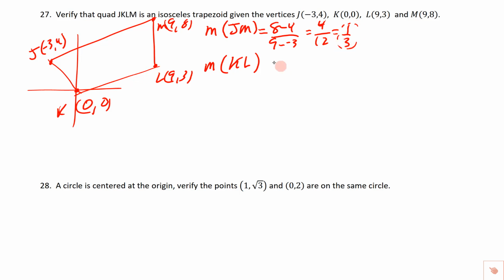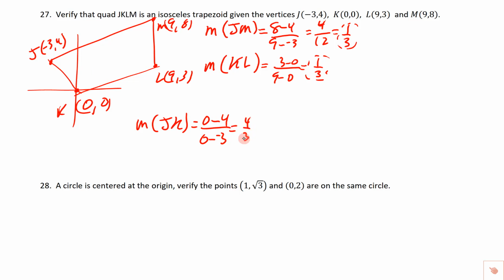So we're hoping that this one matches up, so let's just check and see. y2 minus y1, so that's going to be 3 minus 0, x2 minus x1, that's going to be 9 minus 0, and we end up with 1/3. Now, if we didn't have a drawing or these were gigantic, ugly points or teeny tiny points or something like that, it would be kind of a pain to do. But we can check this other one. If I check the slope of JK, the slope of JK would be, let's see, 0 minus 4 over 0 minus negative 3. So we end up with negative 4/3.